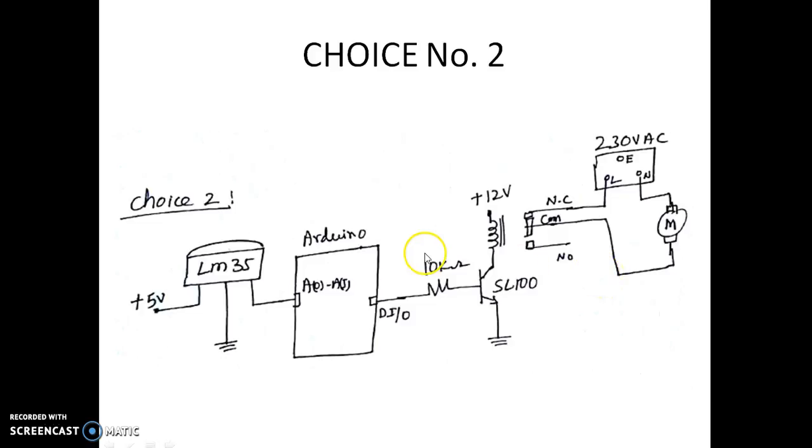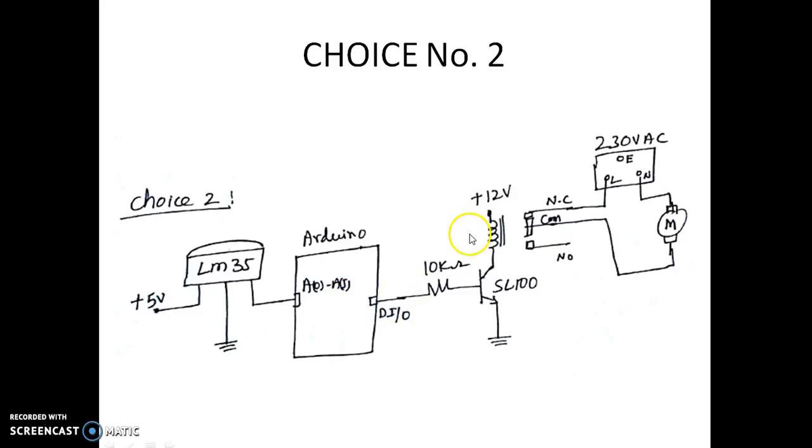The other possible connection is this way, because we are using a transistor instead of a driver IC. This is now used to drive the relay. You can see one end of the relay coil is connected to 12 volts, and the other end is connected to the collector.